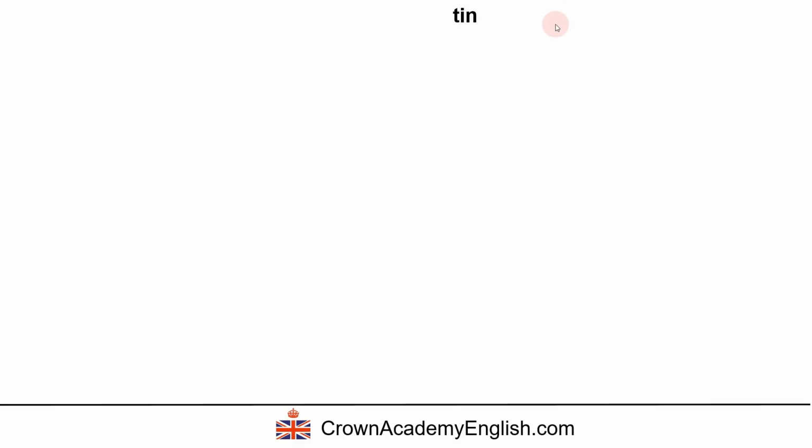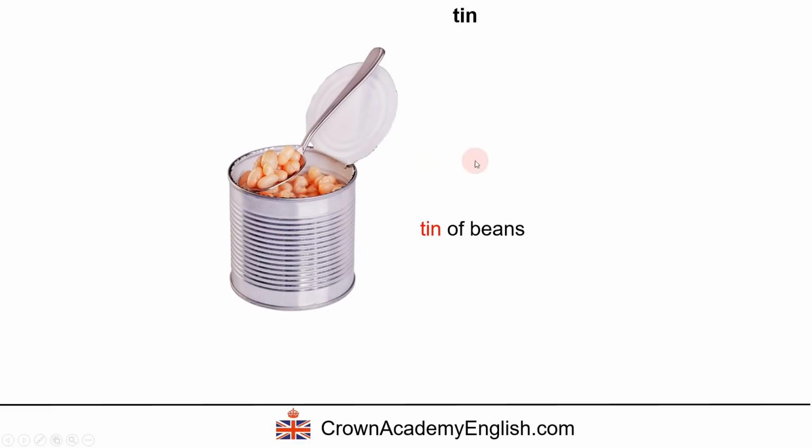Tin. So tin, here is a picture. So tin, it is similar to can, but we usually say tin when it is food. So tins contain food and cans contain drinks. Okay, so we say a tin of beans or tin of baked beans. And you can also buy tins of vegetables, for example. Okay, so we call this a tin.